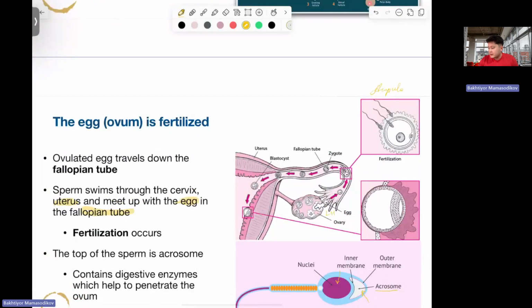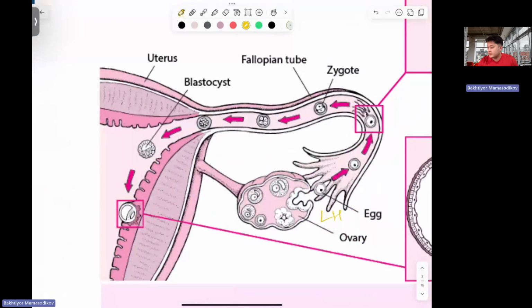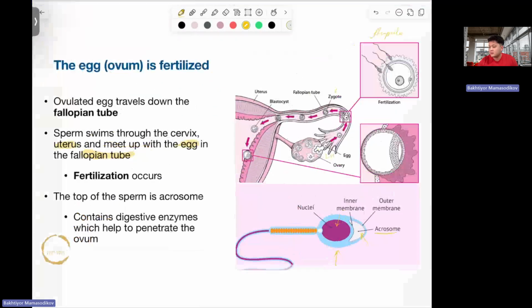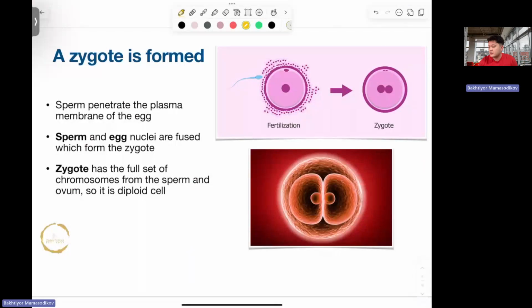And after that, the zygote will be formed. After that, the cleavage process starts. So this is the zygote formation. When the sperm penetrates the egg cell, the sperm and egg nuclei fuse to form the zygote. This is haploid, this is also haploid, and this is the zygote, which is diploid in number. The zygote has the full set of chromosomes, which is 2n, 46 in the human body. From the sperm, it gets 23 chromosomes, and from the ovum, 23 chromosomes. So at the end, it gets a diploid cell, which is called the zygote.